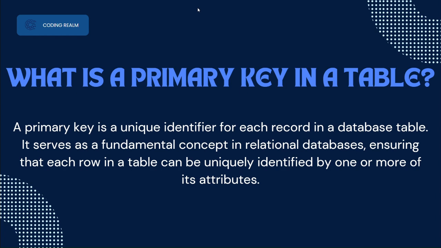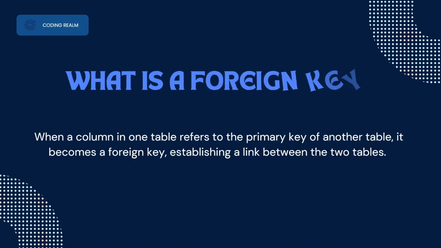Now let's talk about the foreign key. It and the primary key are often used in a relationship between tables. When a column in one table refers to the primary key of another table, it becomes a foreign key, establishing a link between the two tables.